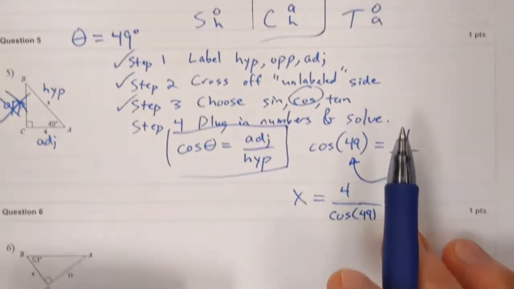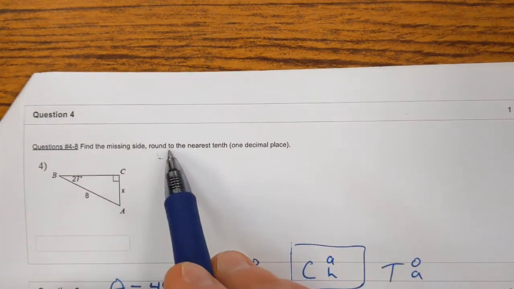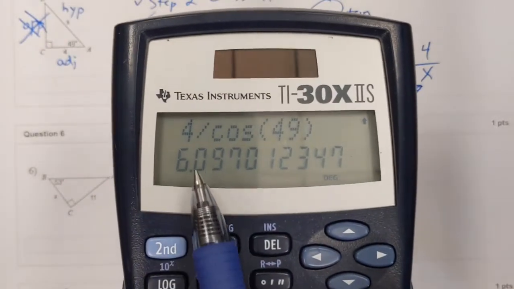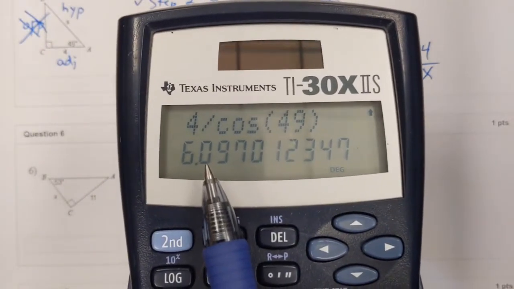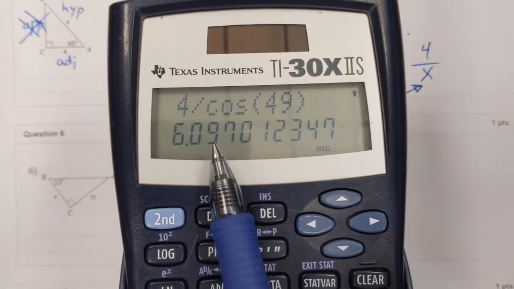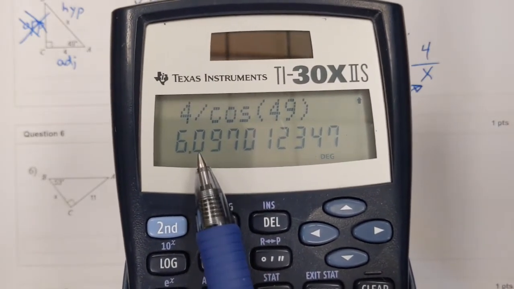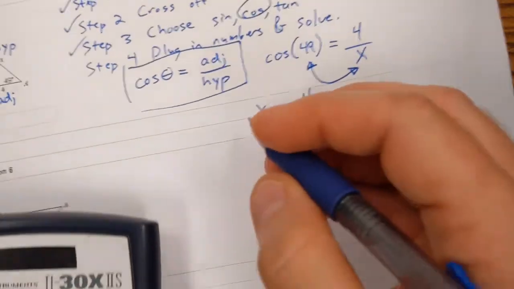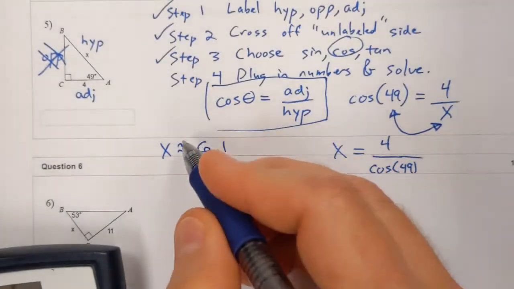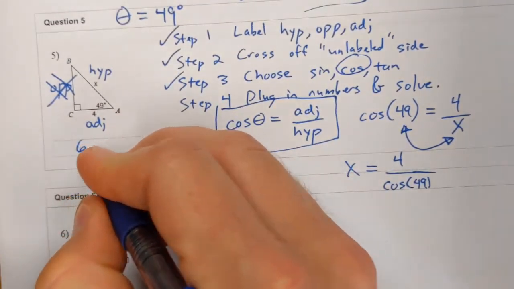So we have to look at our directions. The directions up here said always round to the nearest tenth, or 1 decimal place. Okay, so this is a 0 right here. But since the number to its right is a 9, that means I need to round this 0 up to a 1. I'm going to write my final answer as 6.1. To the nearest tenth, 6.1.